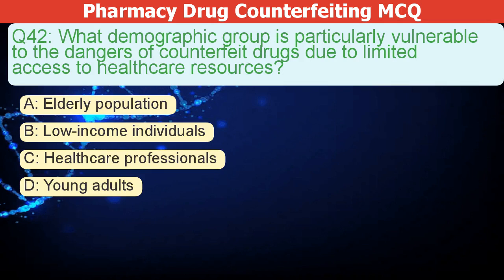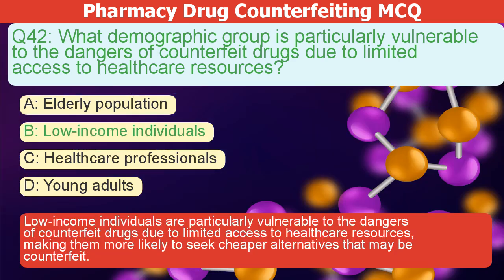What demographic group is particularly vulnerable to counterfeit drugs due to limited healthcare access? A. Elderly population. B. Low-income individuals. C. Healthcare professionals. D. Young adults. The correct answer is B. Low-income individuals are particularly vulnerable to counterfeit drugs. This is because of limited access to healthcare resources. They are more likely to seek cheaper alternatives, which may be counterfeit.